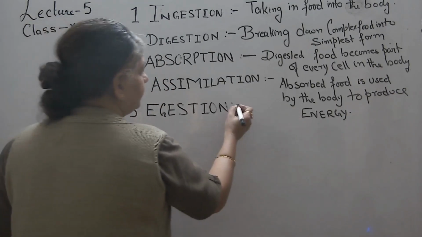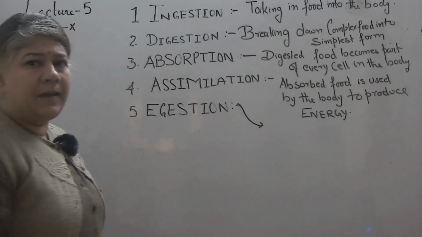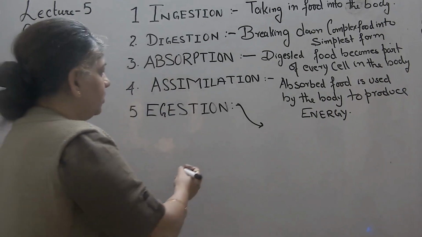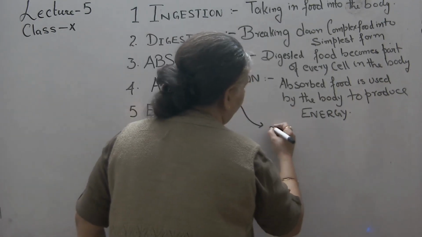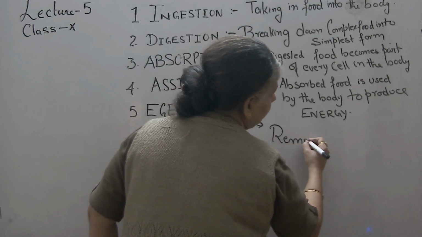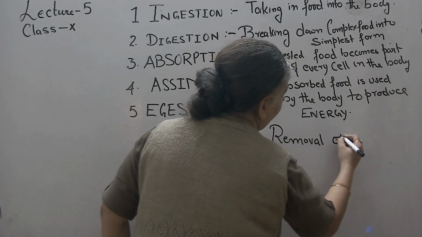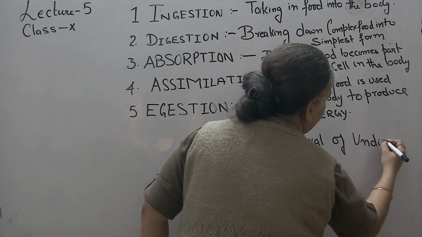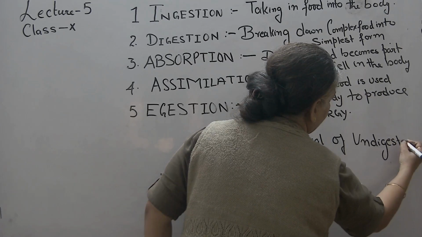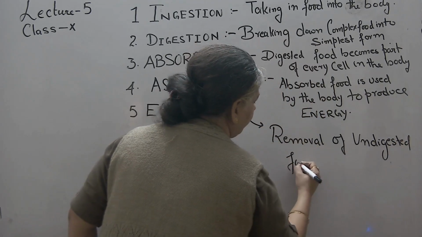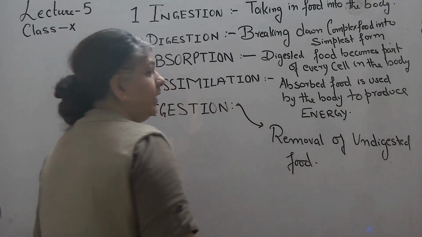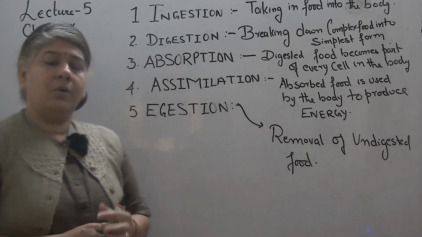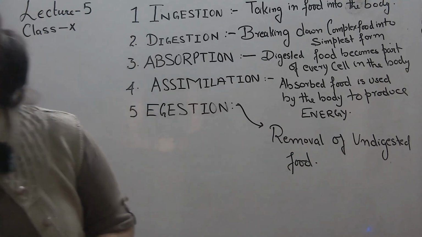Egestion, it is all the remaining undigested food that is not required by the body is thrown out. So egestion means removal of undigested food. So these are the 5 essential steps of nutrition. Now we'll go back to human nutrition.